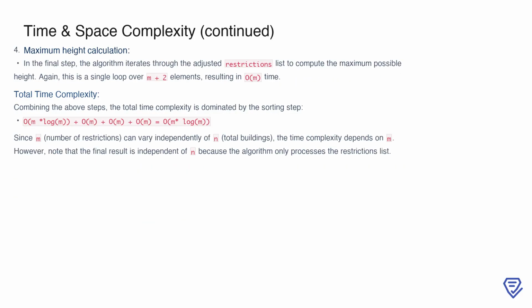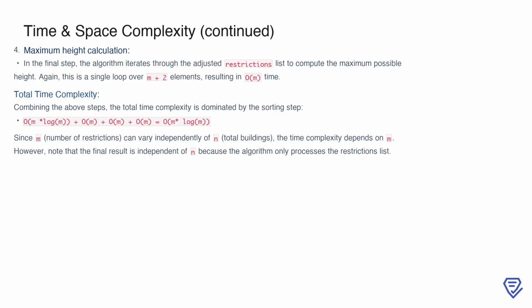Now, for the final step, we calculate the maximum possible building height after processing the restrictions. This involves iterating through the adjusted restrictions list to compute the height for each segment. This step, like the forward and backward passes, is a linear operation, requiring O, m time. When we combine all these steps, the total time complexity is determined by the sorting step, which dominates due to its O, m * log, m complexity.